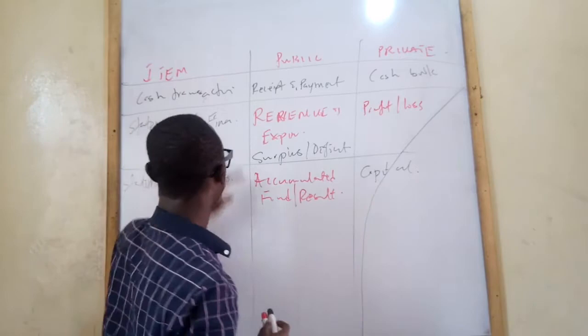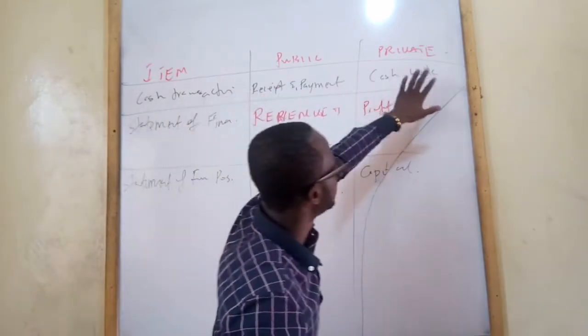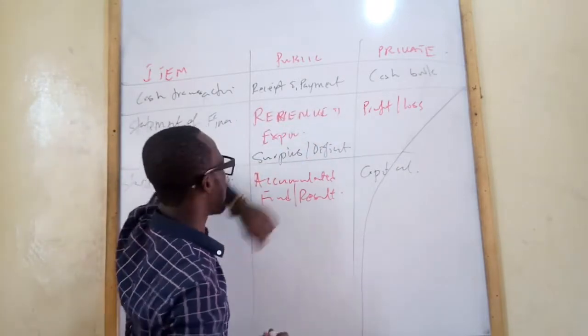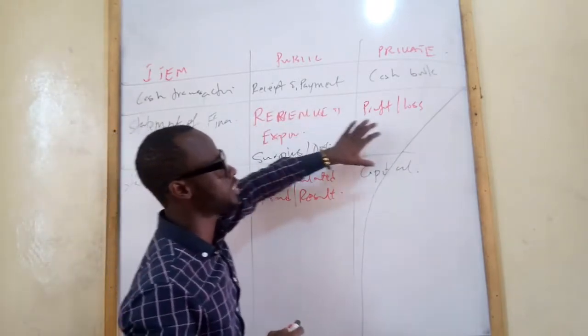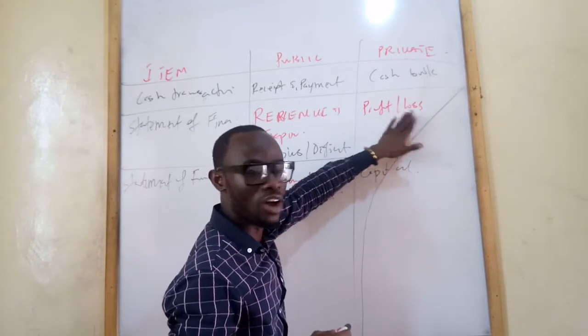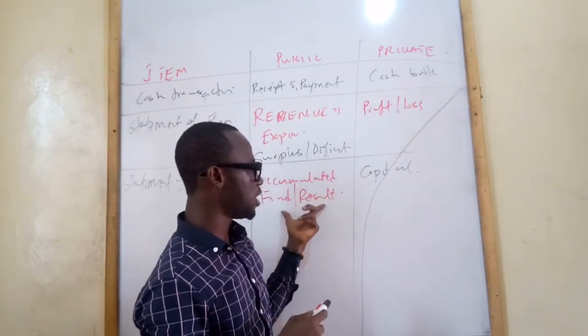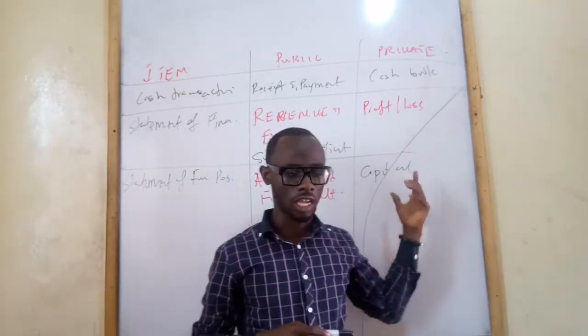So that is about cash book, receipt and payment, financial position, revenue and expenditure. The difference will be surplus or deficit, but the difference here is net profit or loss. Financial position, we're going to have accumulated results or accumulated fund, but we're going to have capital here.